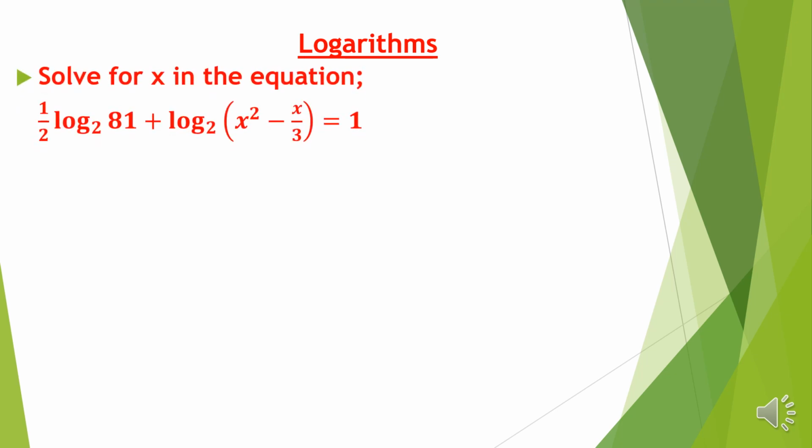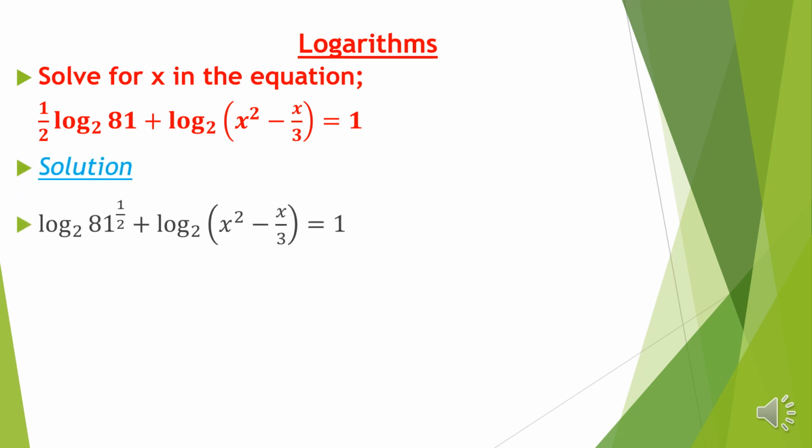Now consider this. You are told to solve for x in the equation, that is a half log 81 to base 2 plus log (x squared minus x) over 3 to base 2 equals 1. Now to solve this equation, first of all, we are going to rewrite it, and you can see that we've taken this a half back here to half log 81 raised to a half base 2 plus log (x squared minus x) over 3 base 2 equals 1.